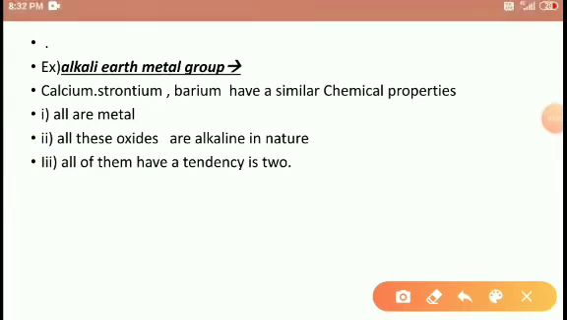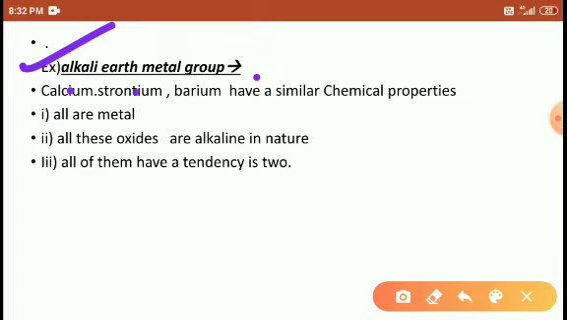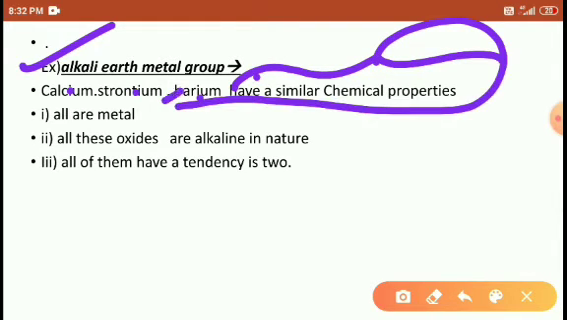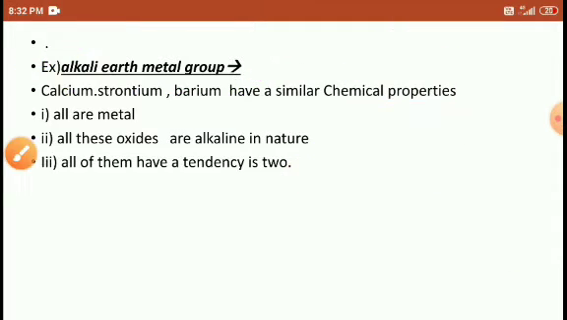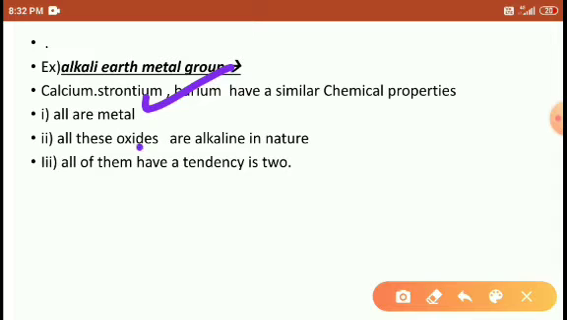After the alkali metals, the second example uses the alkaline earth metals: calcium, strontium, barium, all with similar chemical properties. How are the chemical properties similar? Because all are metals, all their oxides are alkaline in nature, and they have a valency of 2. These elements all form oxides with alkaline nature.